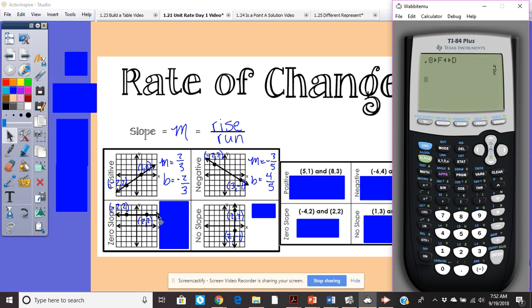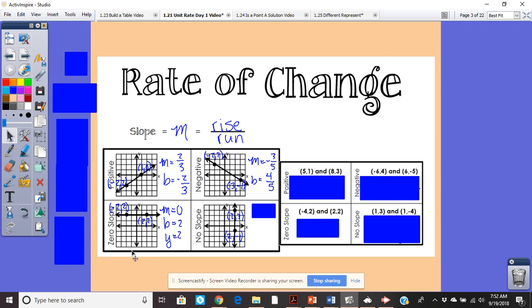All right, so lines that go straight across, nice flat lines like this, remember those have a 0 slope. The y-intercept is going to be whatever your y values are. Here my y values are 2, so my y-intercept would be 2. So on this 0 slope, my slope is 0, my y-intercept is 2, and so the equation would just be y equals 2.